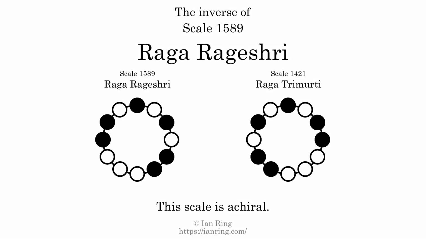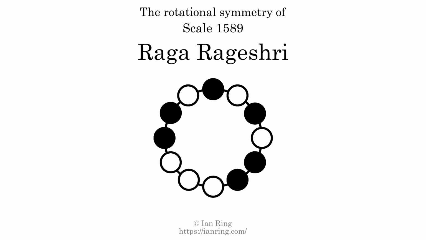The inverse of a scale is a mirror image. It is what you get when the sequence of intervals is reversed. The inverse of this scale is scale 1421, also known as Raga Rageshri. This scale is achiral, since it can transform into its own reflection by a rotational transformation. This scale has no rotational symmetry.